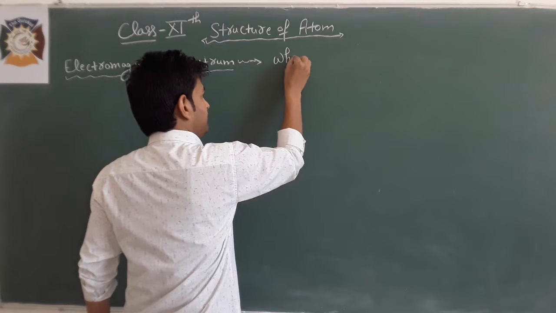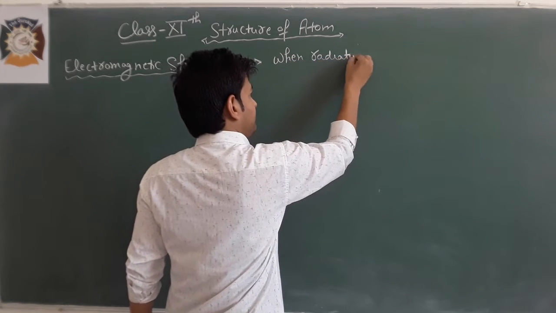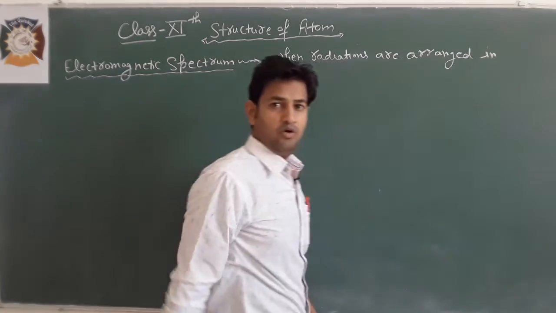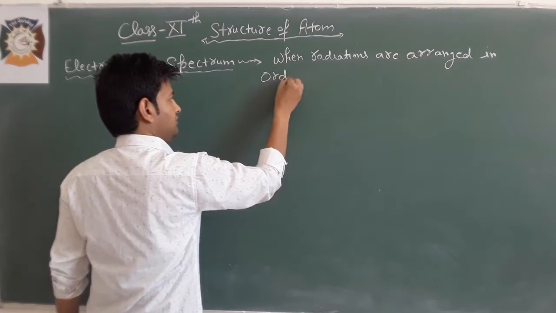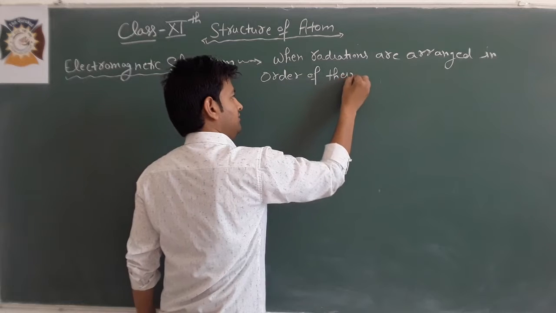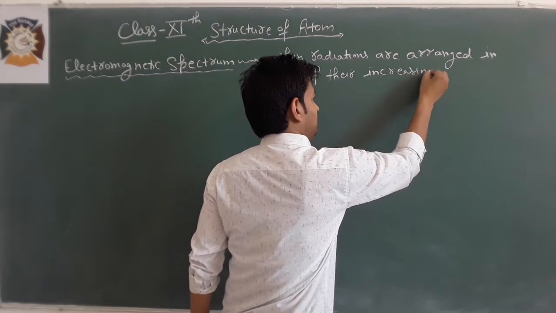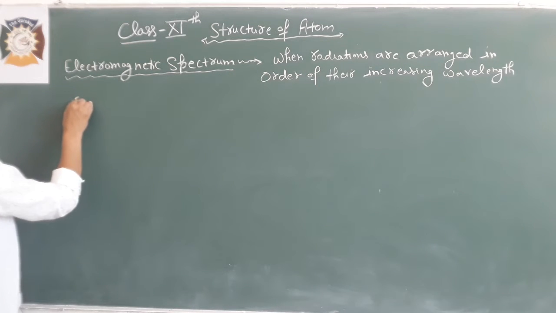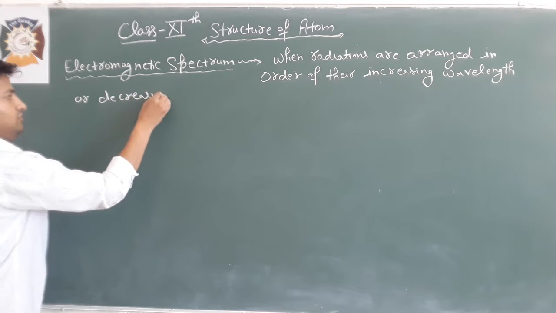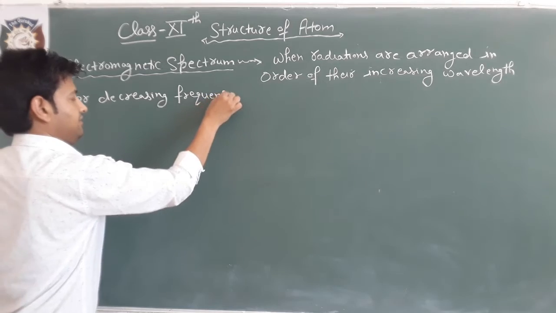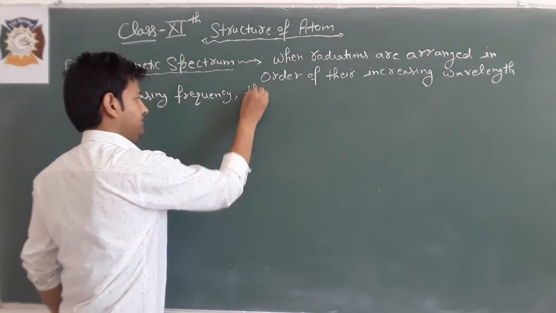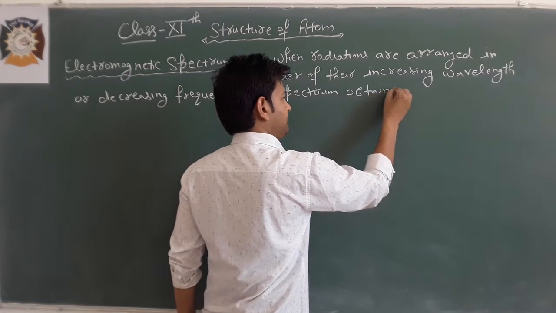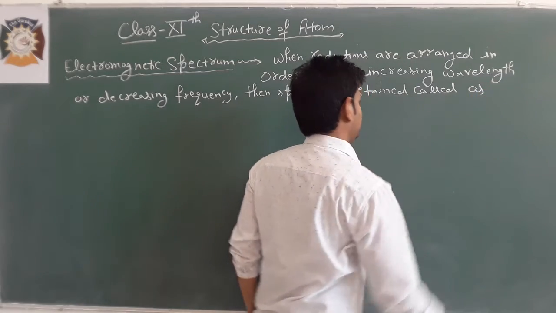So we can say that when radiations are arranged in order of their increasing wavelength or decreasing frequency, then spectrum obtained is called as electromagnetic spectrum.